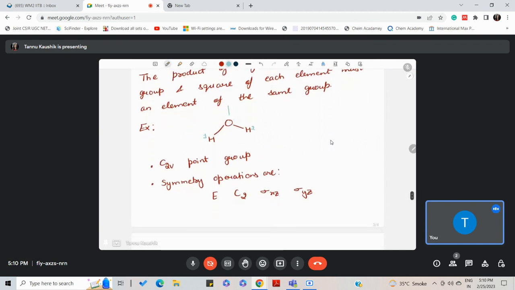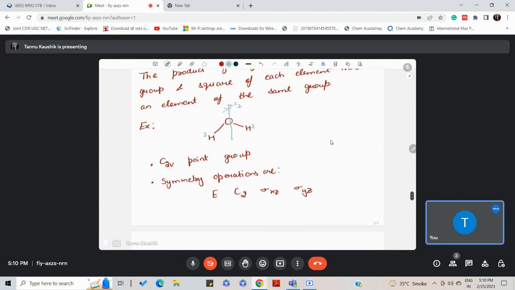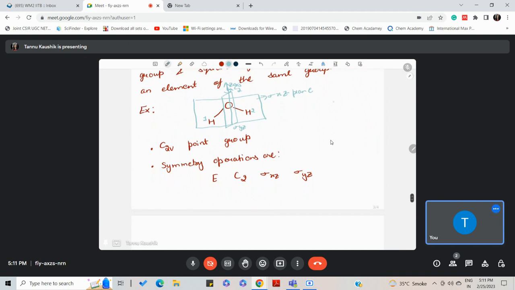So let me represent them. This is the C2 axis of rotation. Then sigma yz plane. I'm taking this as the z axis. Okay. So this is the sigma yz plane, and the molecular plane of the atom is sigma xz plane. So the coordinate system will look like this for this representation.